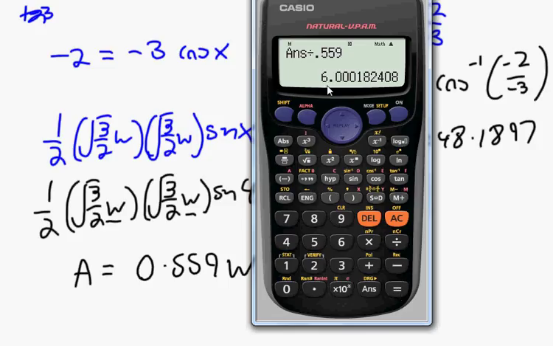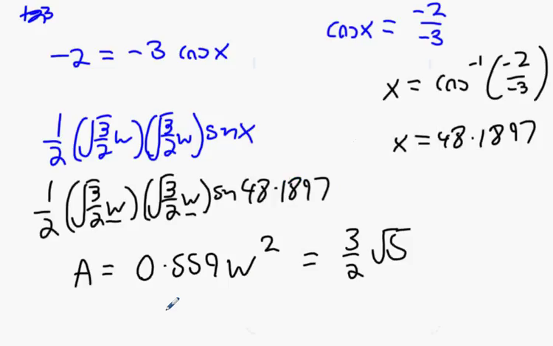I find w squared equals... See all the decimals? That should be 6 on the money, shouldn't it? Yeah. So w squared equals 6. W equals the square root of 6.